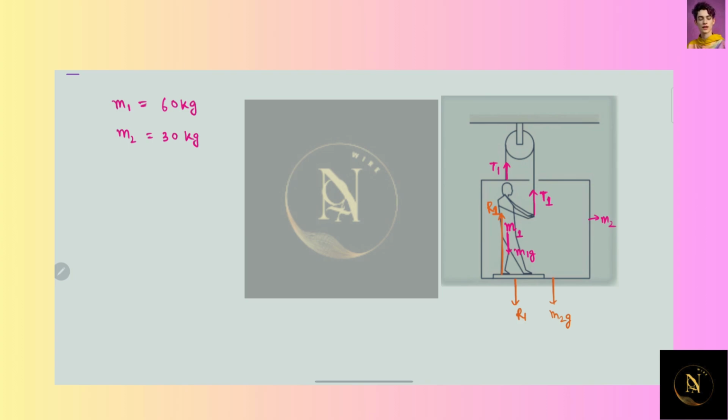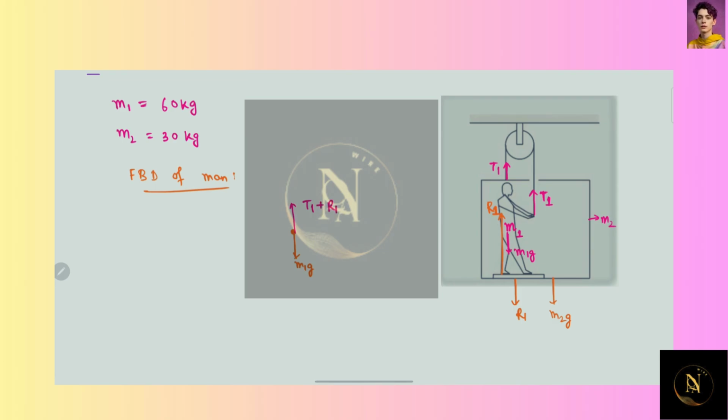So these are the forces acting on different systems of this arrangement. Now if I draw the free body diagram of the man, FBD of man, here is the man, let's say mass is m1. The m1g force is acting downward on the man, the tension force T1 is acting upward, and in addition the normal reaction force R1 is also acting on the man.